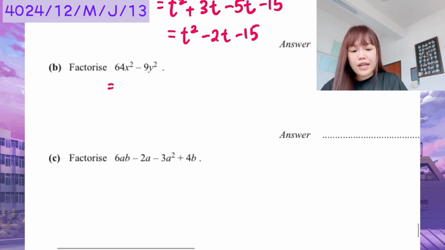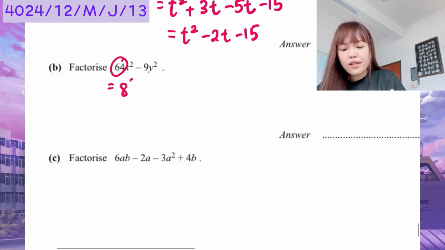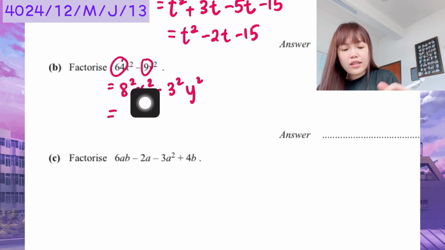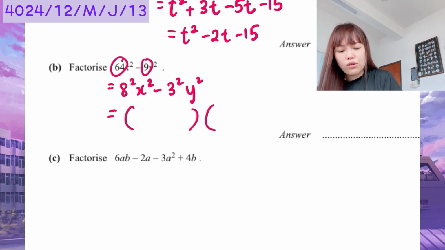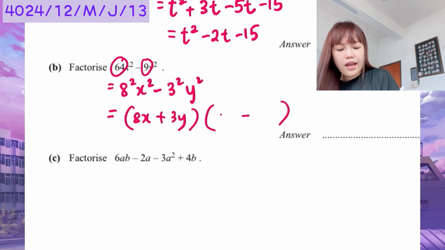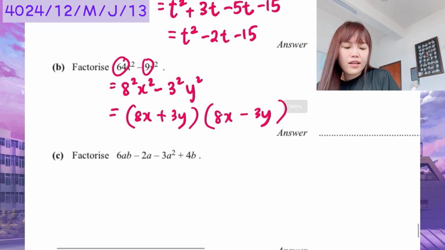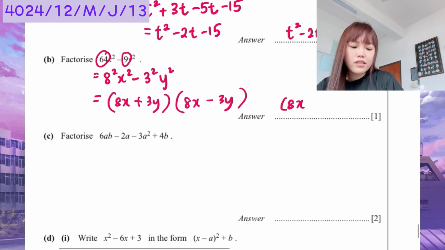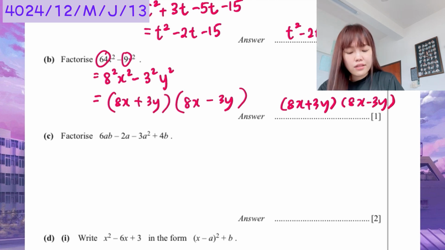Next, factorize. Okay, this one, to factorize this, 64 is 8 square, 9 is 3 square. Okay, and then since we have all the squares and minus, so we can factorize become 1 plus 1 minus, 8x plus 3y, 8x minus 3y. I hope you remember this. Okay, you learned this in year 8.